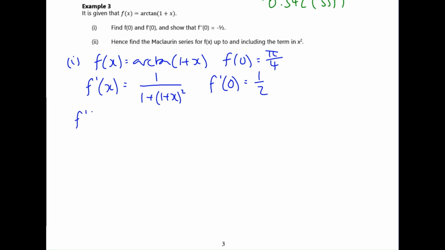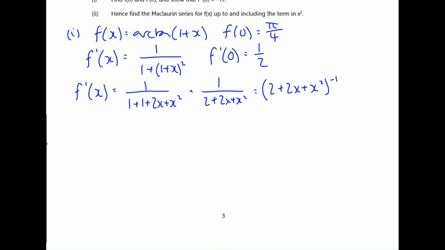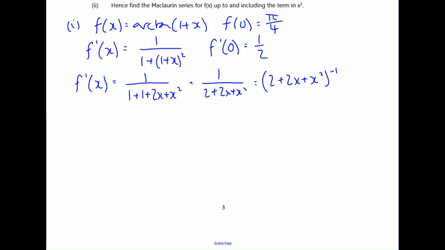It also asks us to show that f double dashed of 0 is minus a half. So I need to differentiate this expression for f dashed x. I'm going to simplify it a bit first, so I can differentiate it. So the first thing I'm going to do is expand out the bottom and write this as 1 over 2 plus 2x plus x squared. And then I'm going to write this as 2 plus 2x plus x squared to the minus 1, so I can use the chain rule on it. You could have used the quotient rule on the original function if you prefer.